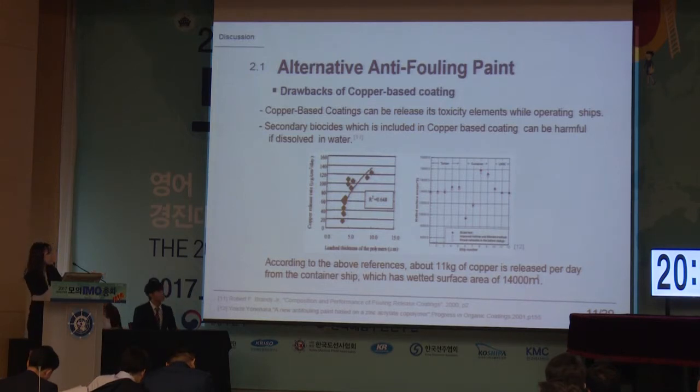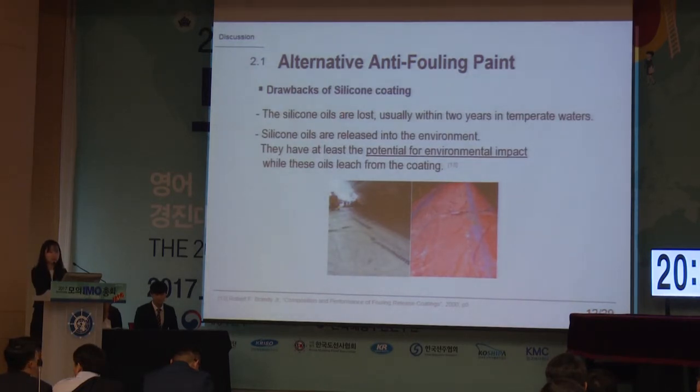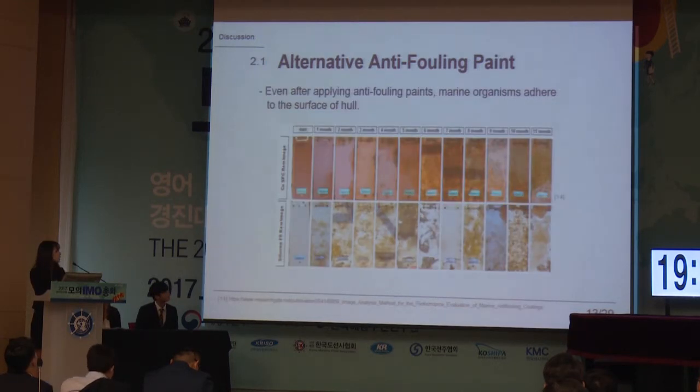The graph below shows the amount of copper flowing per unit area and wet surface area. Through these, it can be seen that about 11 kilograms of copper is released per day from a container ship, which has a wet surface area of 14,000 square meters. Another alternative, silicone coating, cracks within 2 years in water and releases silicone oils that have potential for environmental impact. These coatings are not 100% effective in preventing the attachment and growth of all biofouling. The picture shows that even after applying antifouling paints, marine organisms adhere to the surface over time.